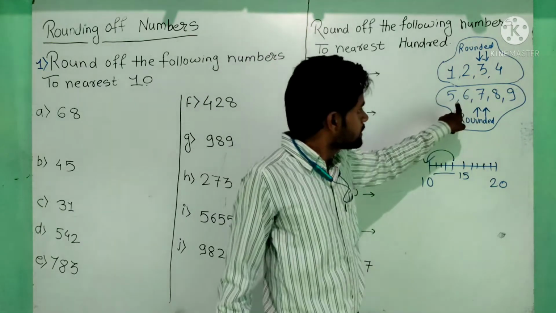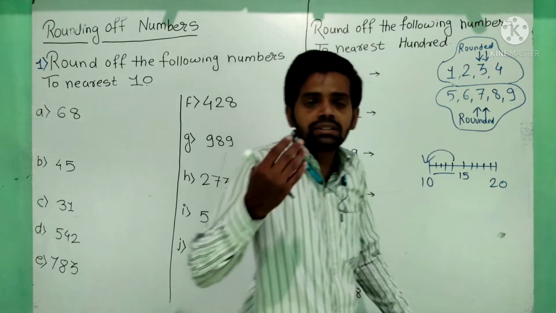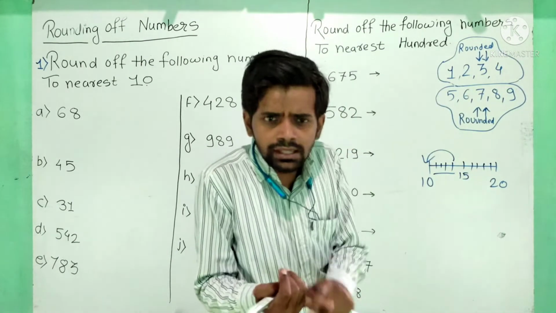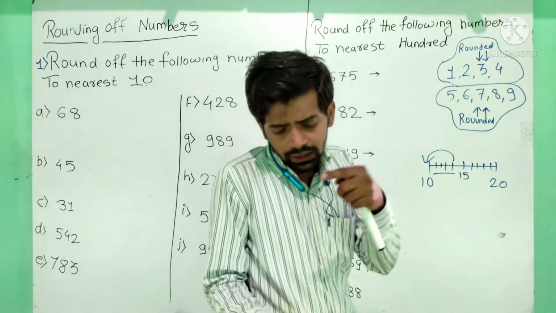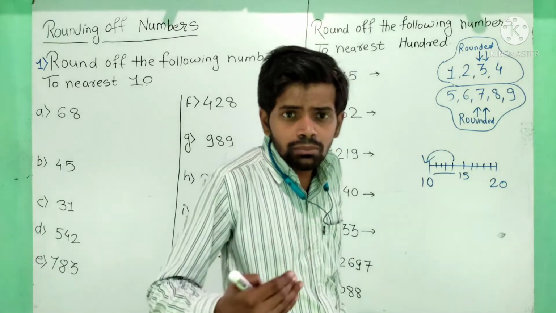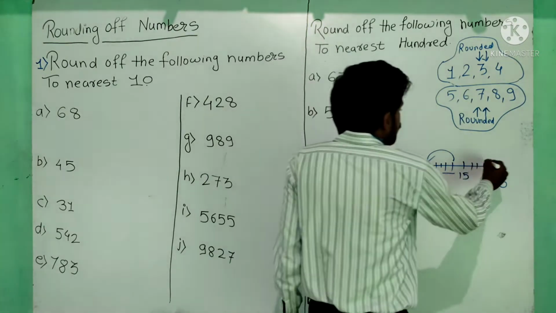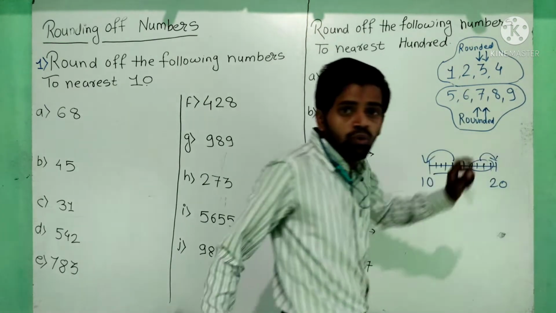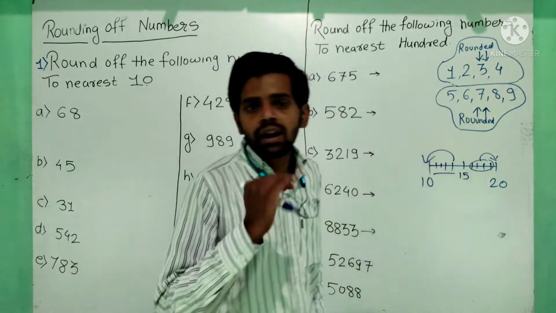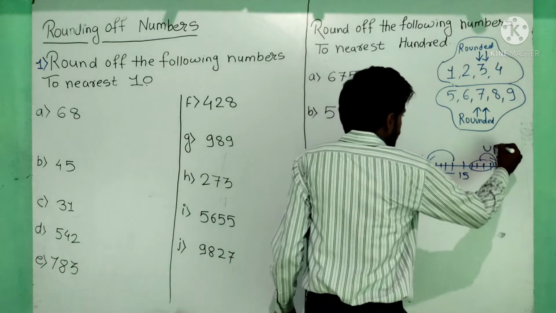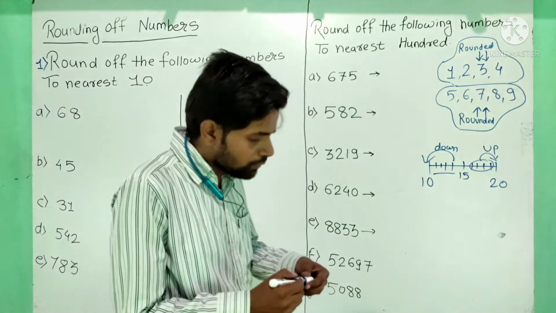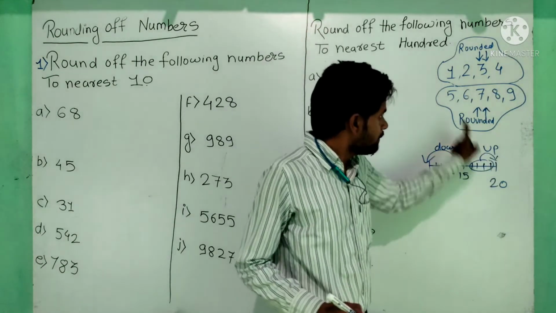And if there is a number ending in 6, 7, 8, 9, that means 16, 17, 18, 19: 16 has 6 at the last, 17 has 7, 18 has 8, 19 has 9. If a number has these digits, it is close to the next number. वो आगे वाले नंबर के ज्यादा पास है. So the number will be rounded up. You understand why we are rounding up the numbers having these digits?